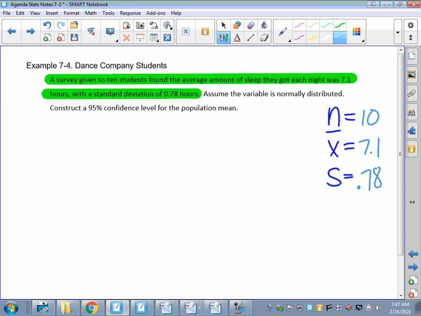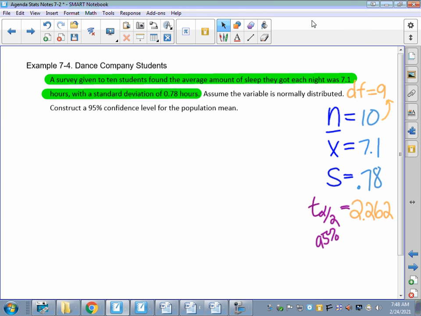The only other thing that we need to know is our t of alpha over 2. It's a 95% confidence level, so I'm going to go back to my t table and use degrees of freedom of 9, because it's always n minus 1. When I go to degrees of freedom 9 and across to the 95% confidence level, I believe that gives me a critical value of 2.262. So then I can go ahead and construct my confidence interval.